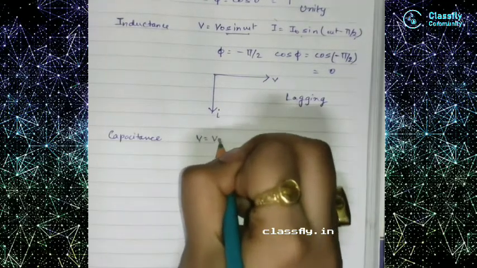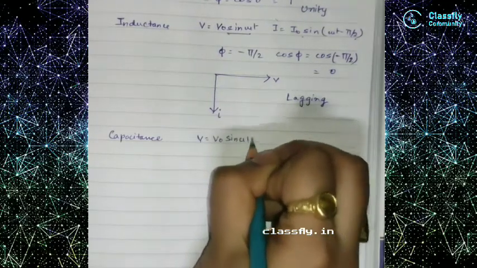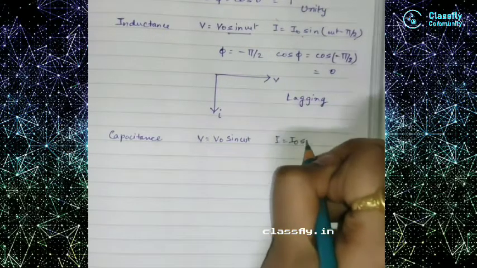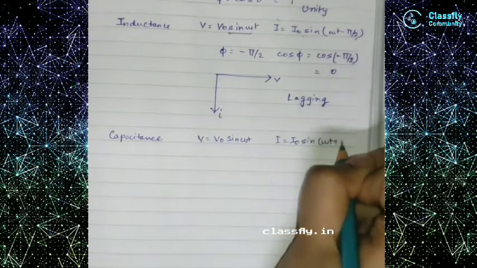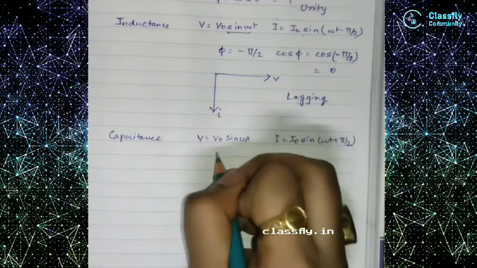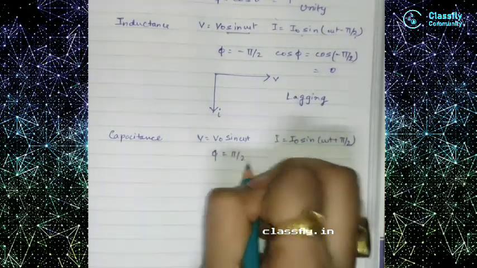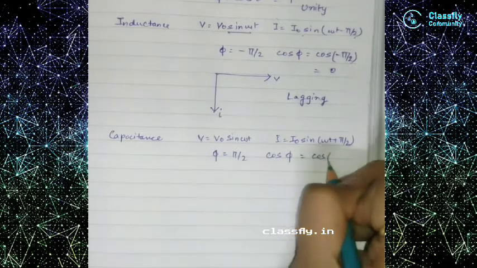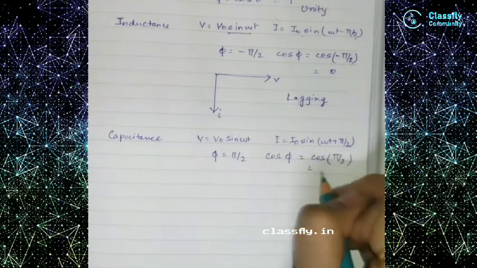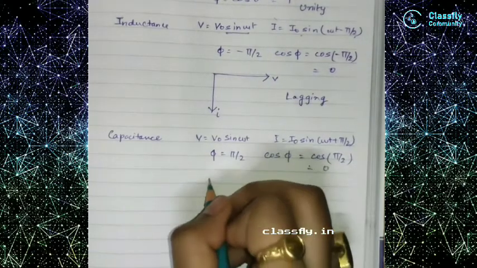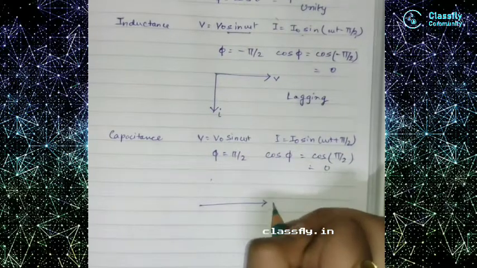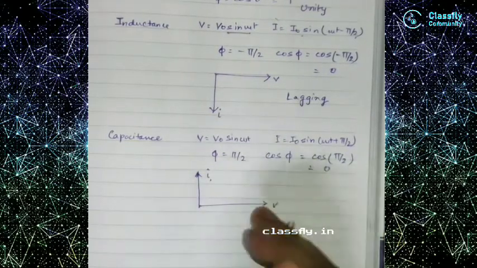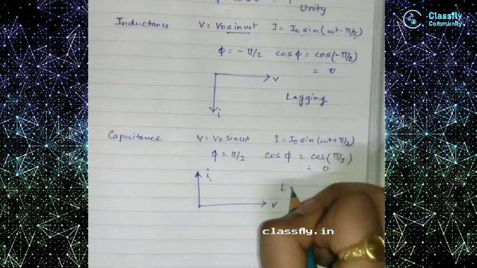V is equal to V naught sine omega t, right? And I is equal to I naught sine omega t plus pi by 2. So here my phi is pi by 2 and cos phi is cos pi by 2, that means 0. So here my voltage will be V and here it will be I.